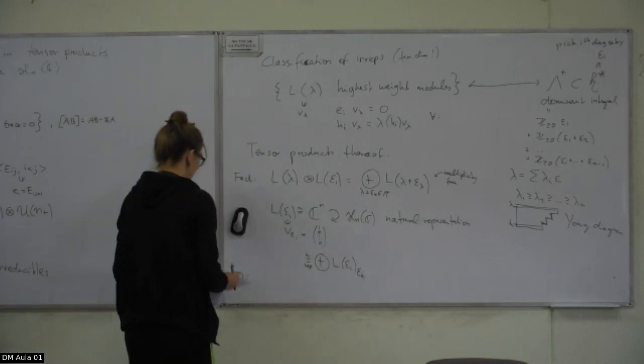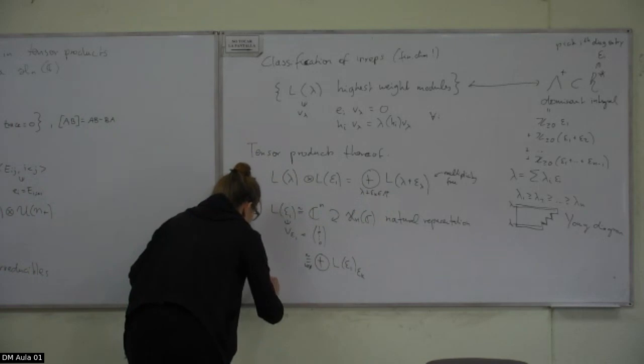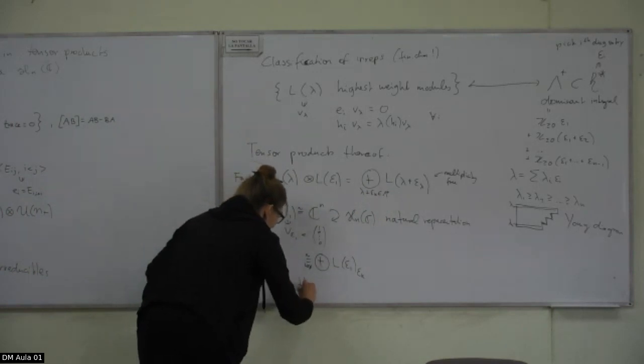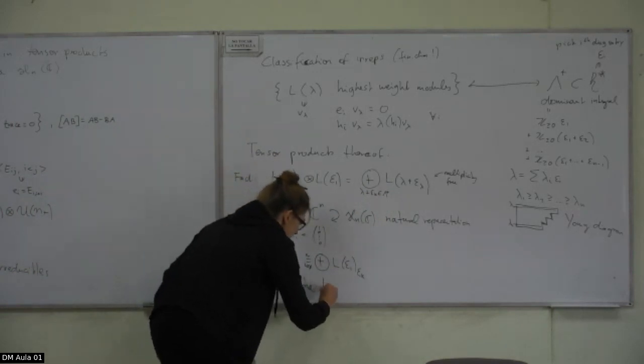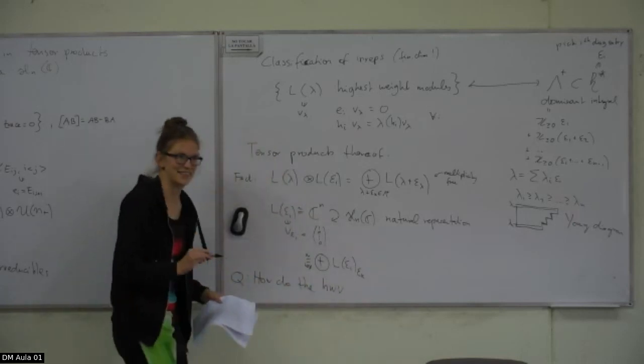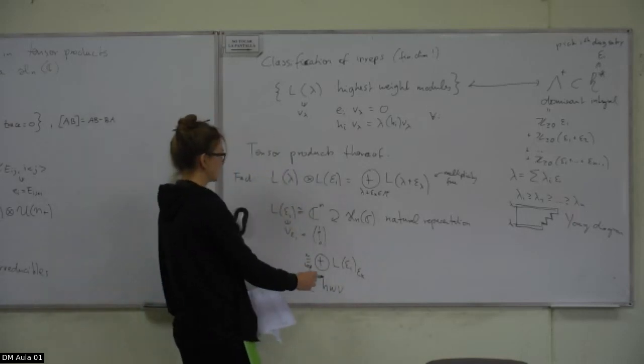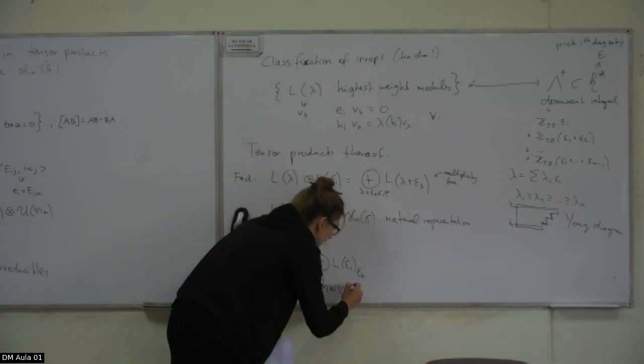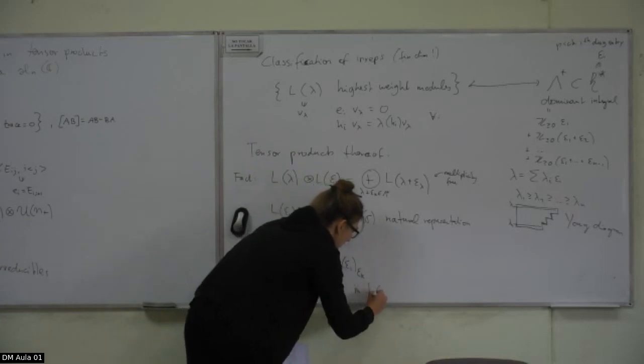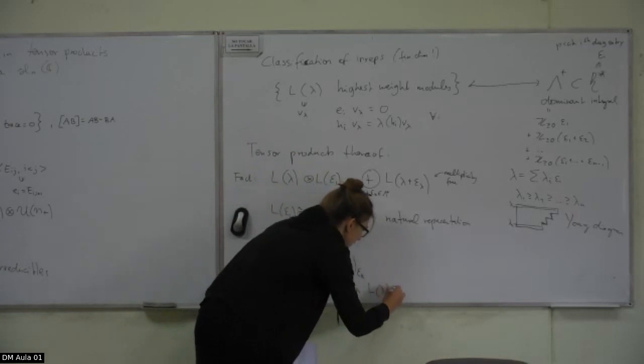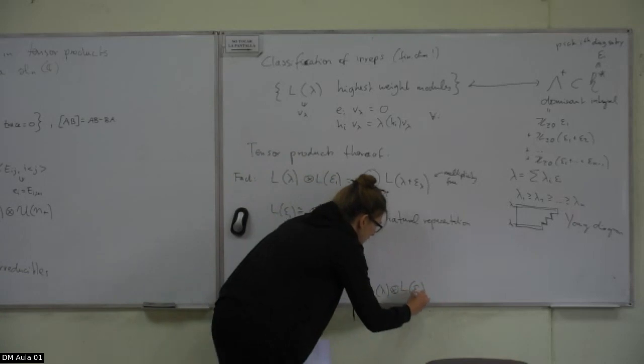how do the highest weight vectors, which I will typically abbreviate like this, in this tensor product really look like?